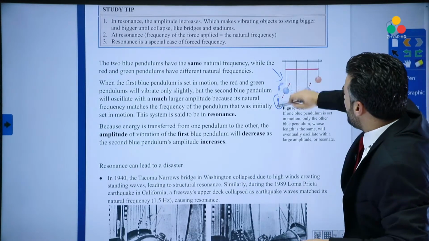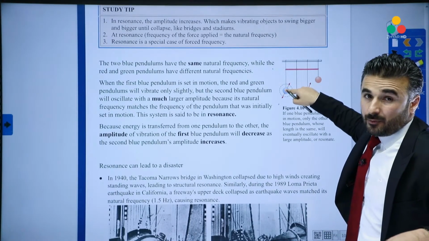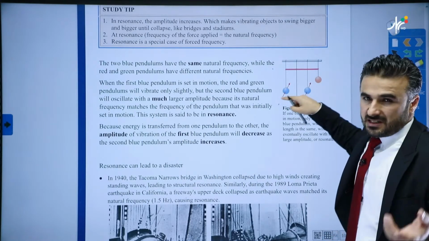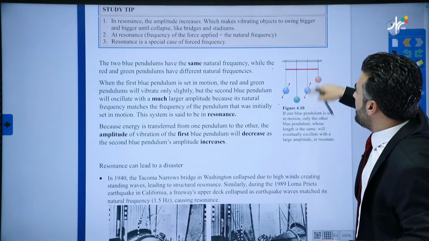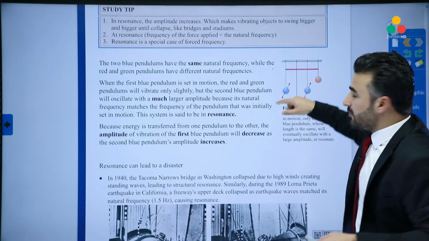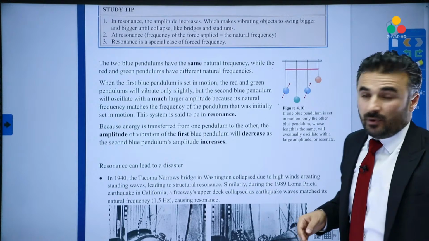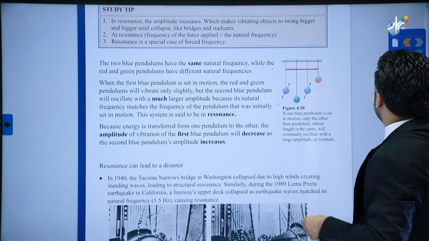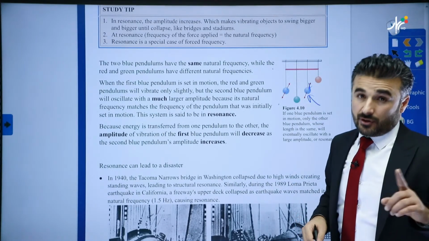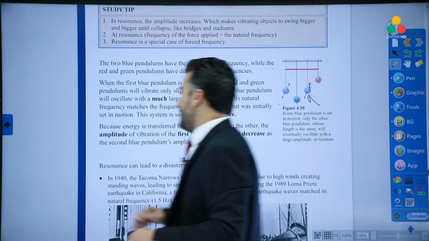So the second blue pendulum would start to oscillate because it is forced by this one here. Because the frequencies of these two match, this one would move with a bigger amplitude compared to all the others. And of course, this was one of the exam questions. It says, when one of the blue pendulums is set in motion, which one of the other pendulums would swing with the largest amplitude? It is going to be the second blue pendulum, because its frequency matches the frequency of the first blue pendulum. The other two are going to vibrate, but not with a big amplitude.